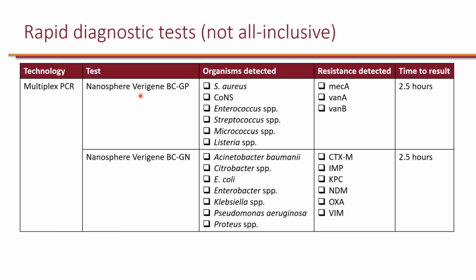Another test is the Verigene test that's commonly used. They have one specifically for gram-positive and one for gram-negative. So these are, again, the organisms that it's capable of detecting and the resistant genes that go with them. And this one takes a bit longer, but still pretty reasonable. It will tell you the results in about 2 to 2.5 hours.